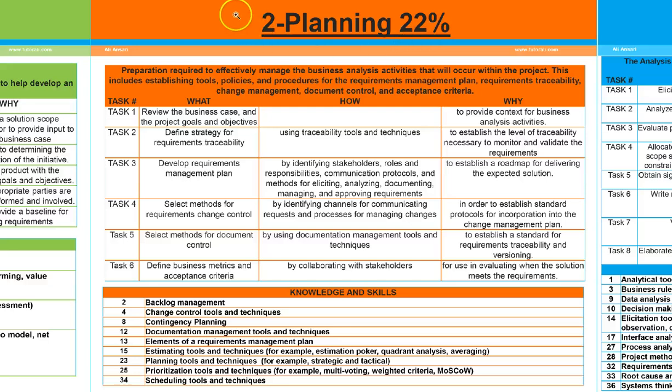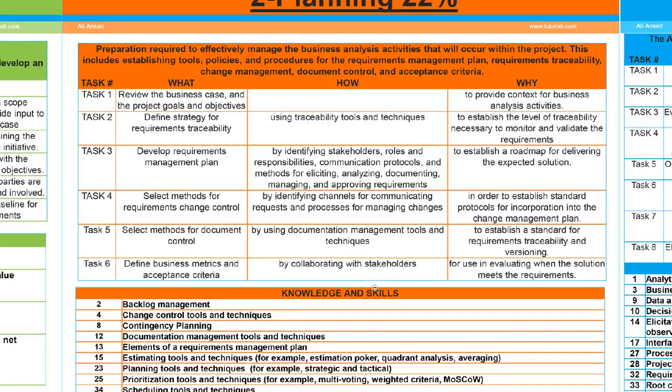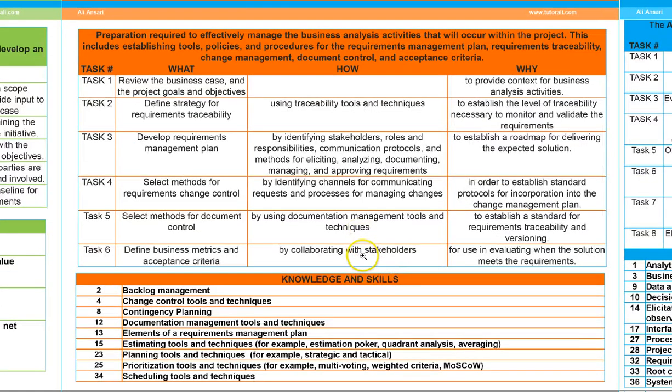22% of your exam is going to be in color code orange. What's done in planning is the preparation that is required to effectively manage the business analysis activities that occur within the project. This includes establishing tools, policies, procedures for the requirement management plan, requirement traceability, change management, document control, and acceptance criteria. So all that is going to happen in the planning domain.